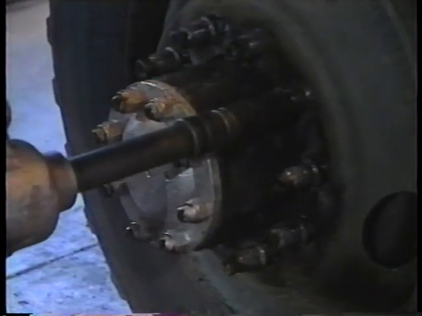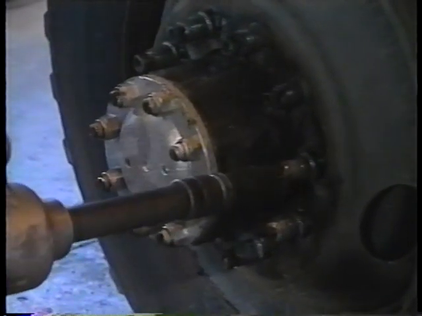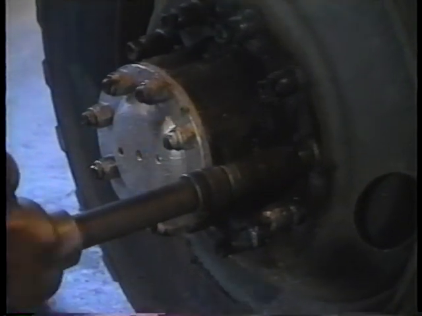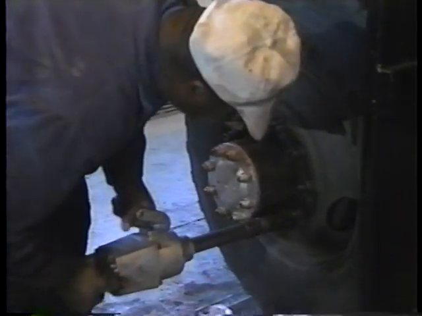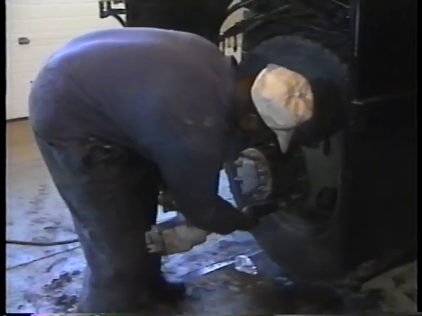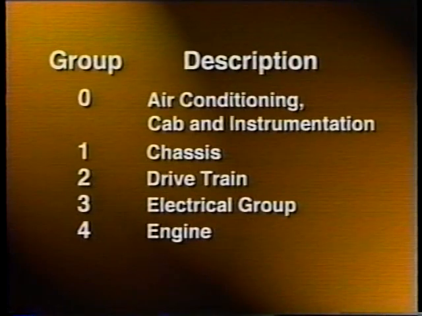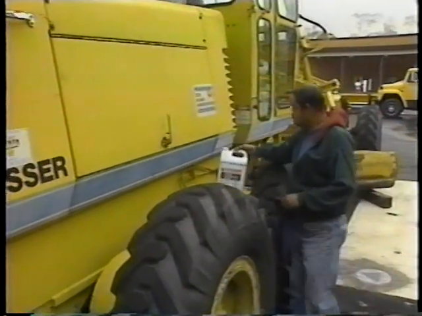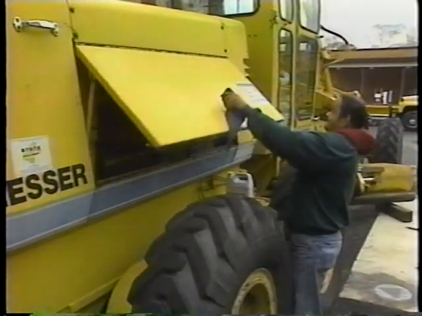The component code consists of an 8-digit code with 3 sub-elements. Major group system, 2 digits. Assembly, 3 digits. And parts, 3 digits. The first digit of the major group system code identifies the major group of vehicle components, as shown here. The second digit in the group system code identifies the operating system within the major group.